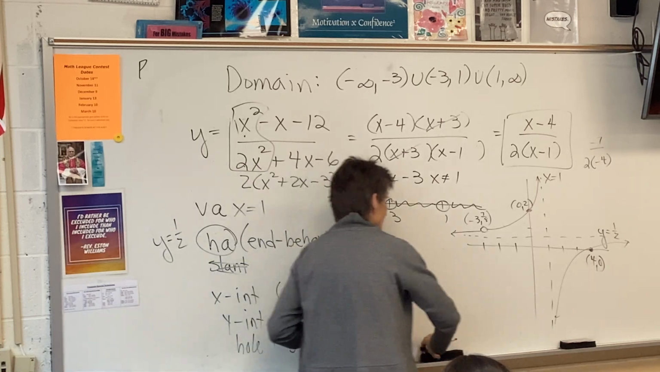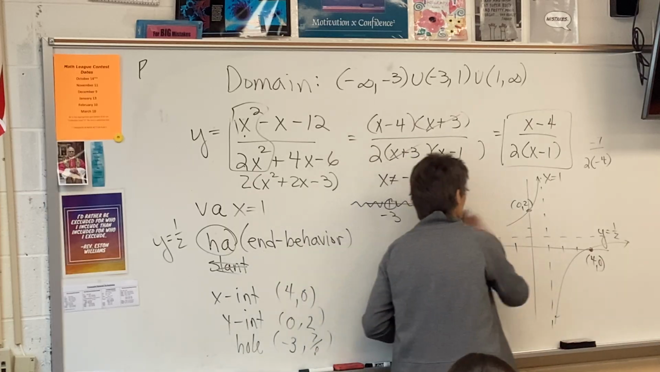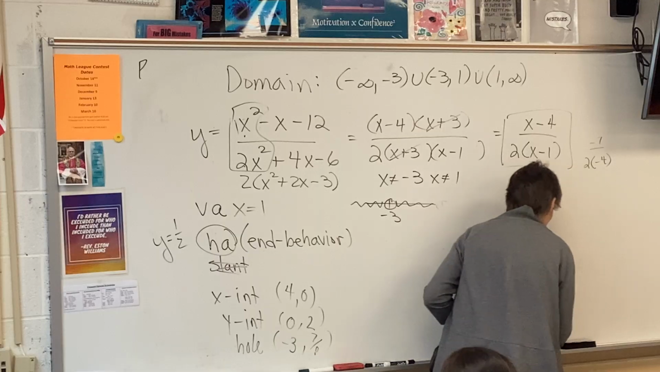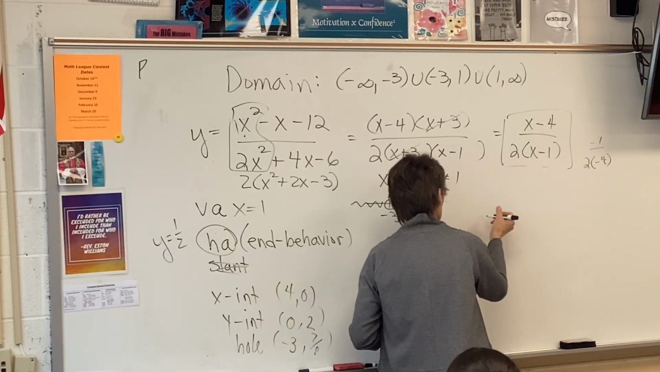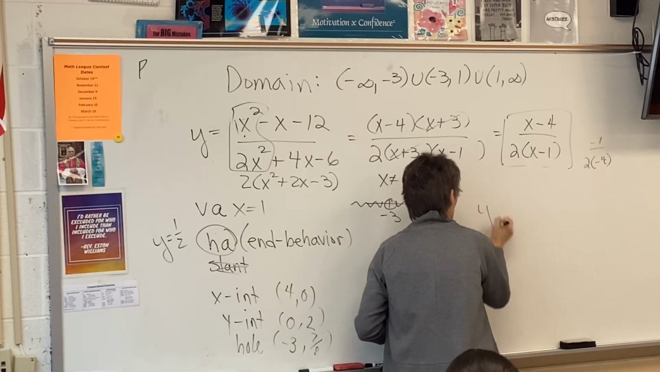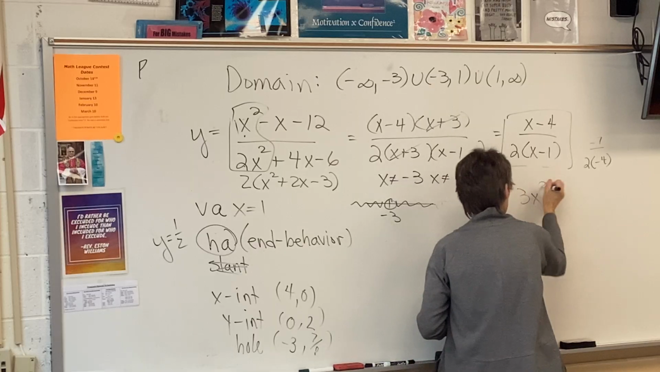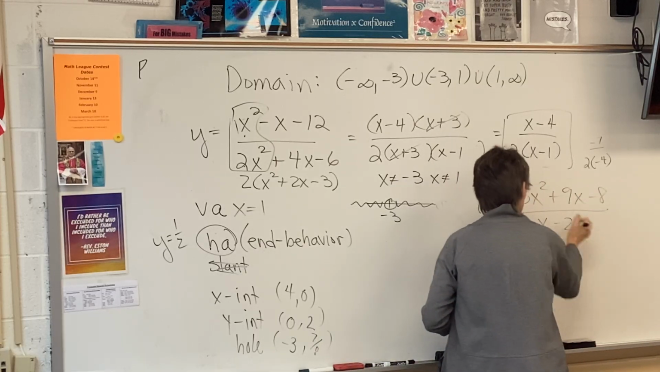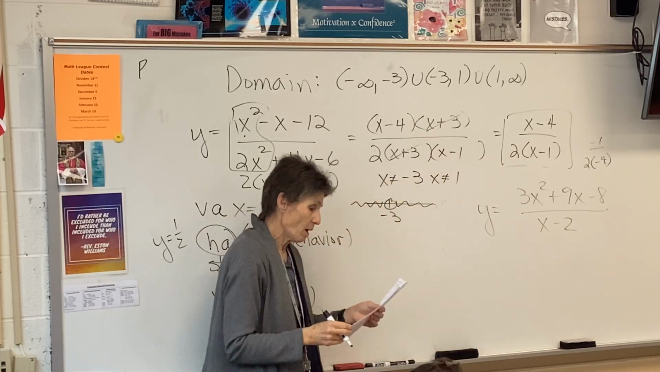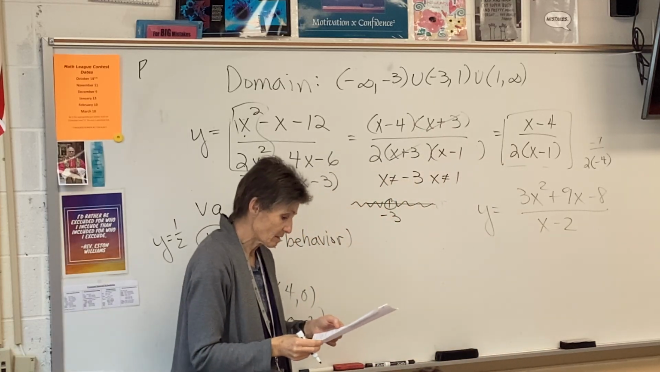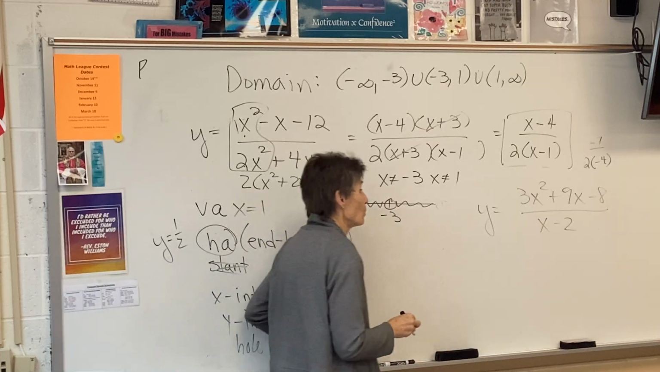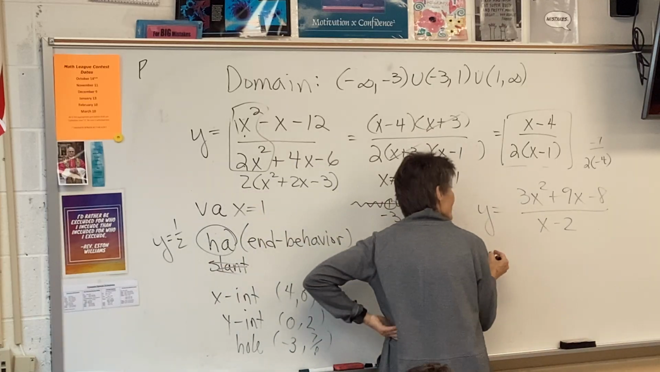Alright. We did not have a slant asymptote here, but you will have a slant asymptote question. So you'll have something like y equals 3x squared plus 9x minus 8 divided by x minus 2. Will this one have a slant asymptote? Yes. So we need to find it. And how do we find it?